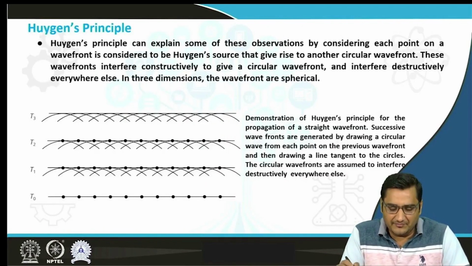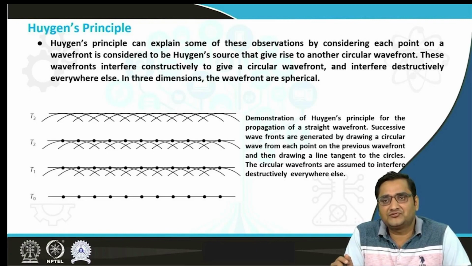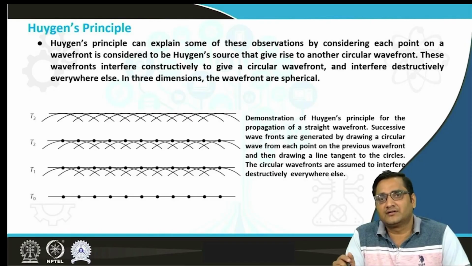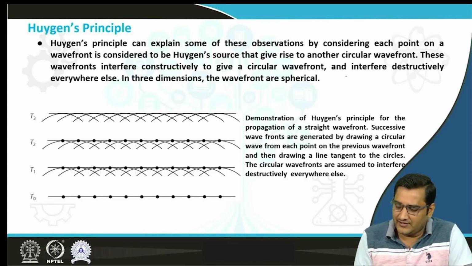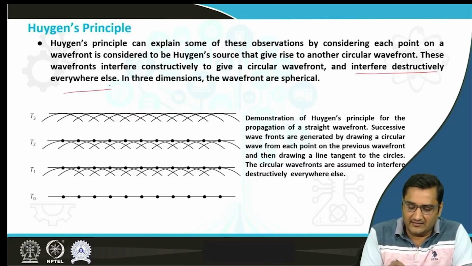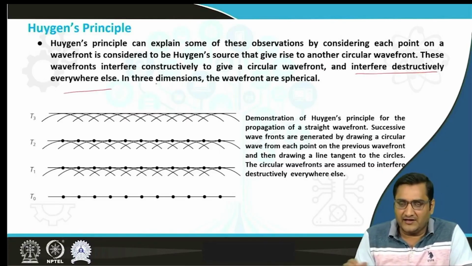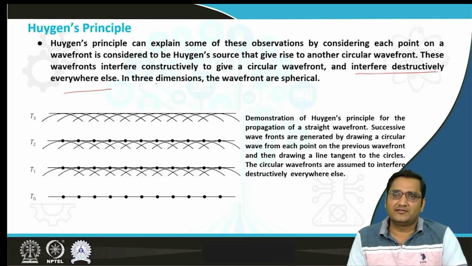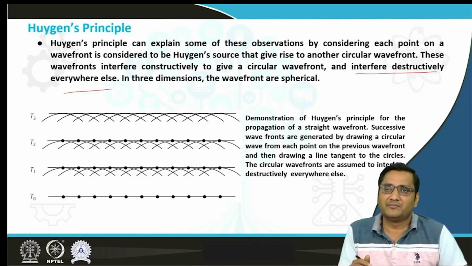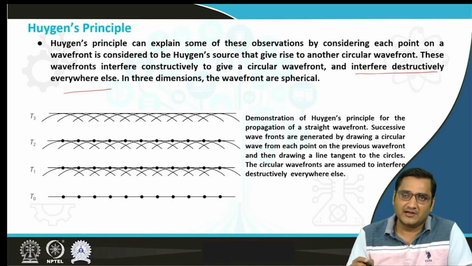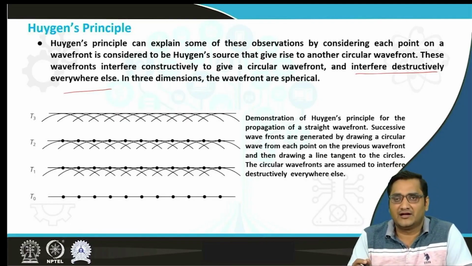Huygens' principle says that each point on a wavefront can be considered to be a Huygens source that gives rise to another circular wavefront. These wavefronts interfere constructively to give a circular wavefront and interfere destructively everywhere else. So in 3D, instead of a circular shape, the wavefront may be considered as a spherical wavefront emanating from each Huygens source.